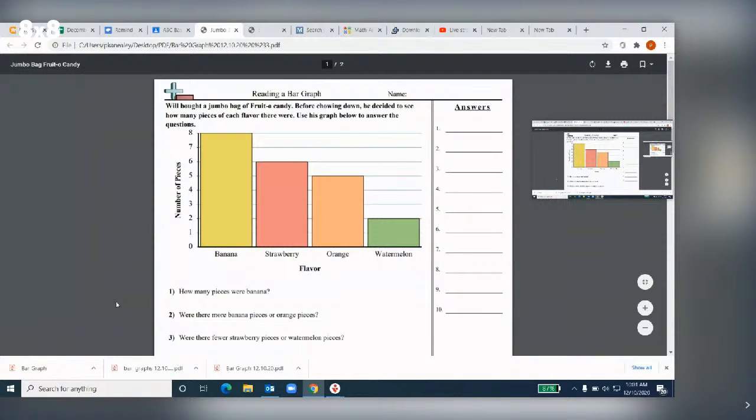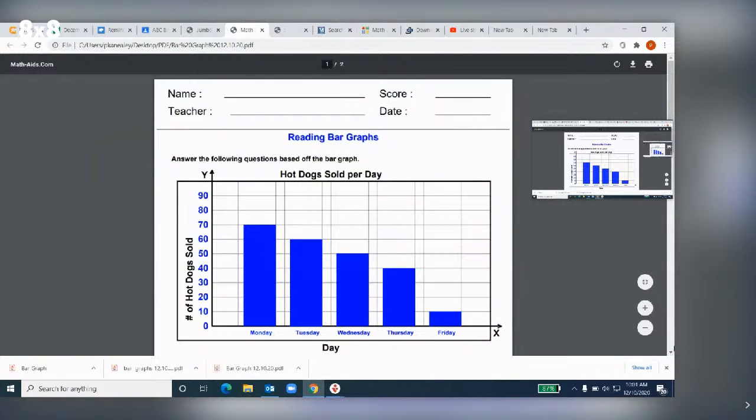These are a little bit easier. Let me see, I want to do a different one first. So it says reading bar graphs. The first thing you want to do, once again, is look at the title, and it's hot dogs sold per day. Then on the y-axis, which is the vertical one, up and down, we go from 0 all the way up to 90 hot dogs. Then the x-axis is the days, the 5 days: Monday, Tuesday, Wednesday, Thursday, Friday.